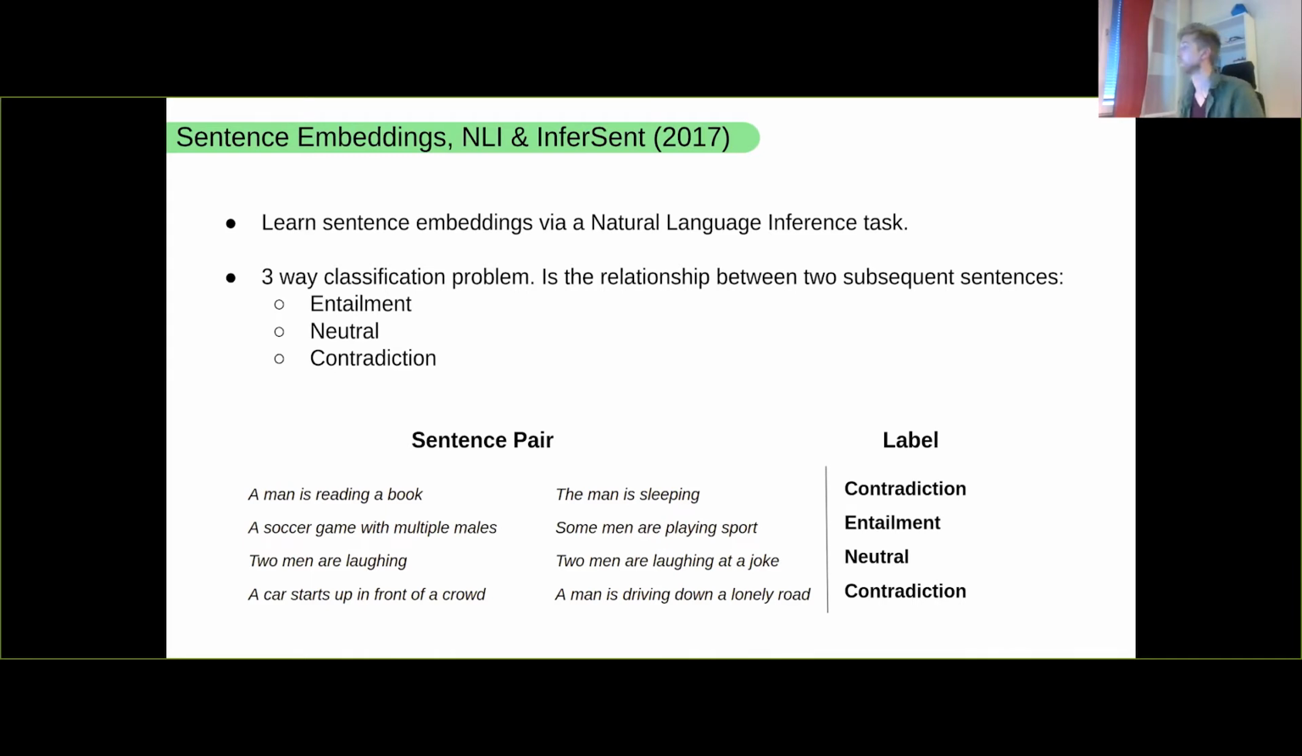So if I were to give you first a sentence, a man is reading a book, and then I say the man is sleeping, then the answer would be that no, this is a contradiction. You cannot read a book while you're sleeping. And 2 men are laughing, 2 men are laughing at a joke. It's neutral. It could be that they're laughing at a joke, they could be laughing at something else, right? But if I say a soccer game with multiple males, it entails that some men are playing sport.